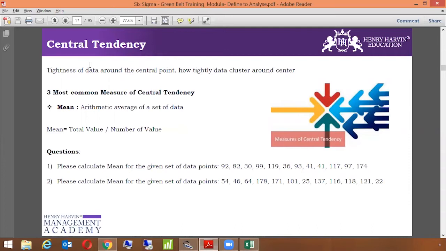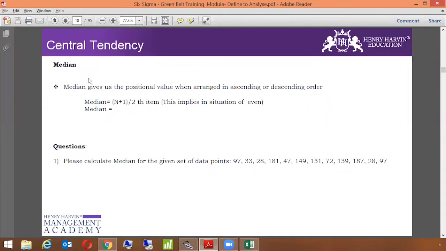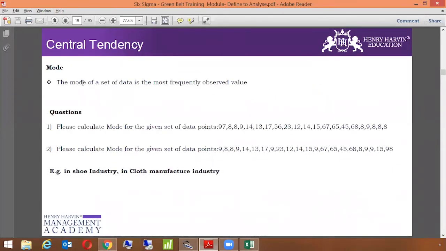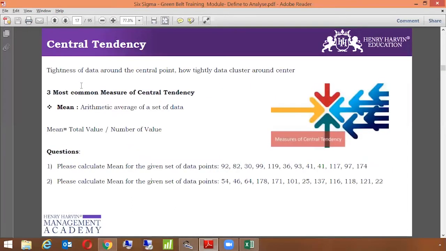First is mean, second is median, and third is mode. So let's cover it one by one. What is mean? Mean is the arithmetic average of a set of data. Mean is equal to total value divided by number of values. It is very simple, a simple average math that we can do.